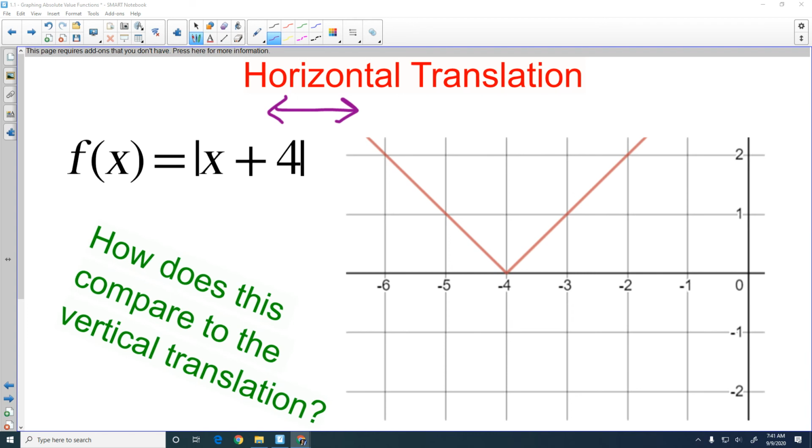All right, so here I've got the absolute value of x plus 4. Now that looks pretty similar to the previous one. I had absolute value of x plus 2, but what's the big difference here? Why did this addition move it sideways instead of up and down? What's the only difference?